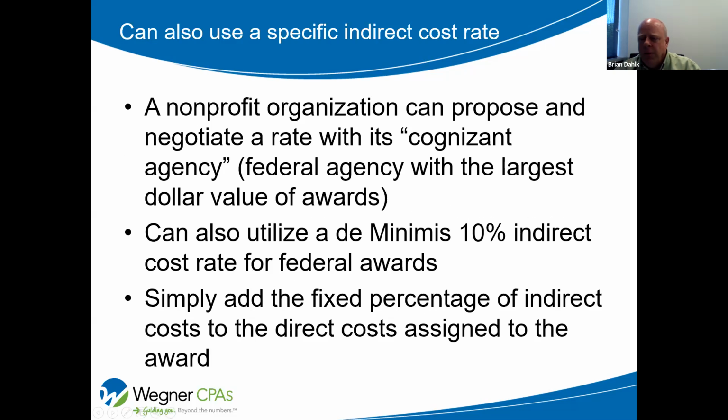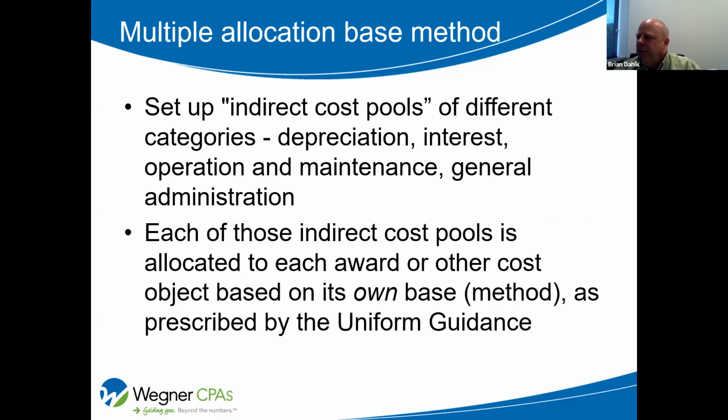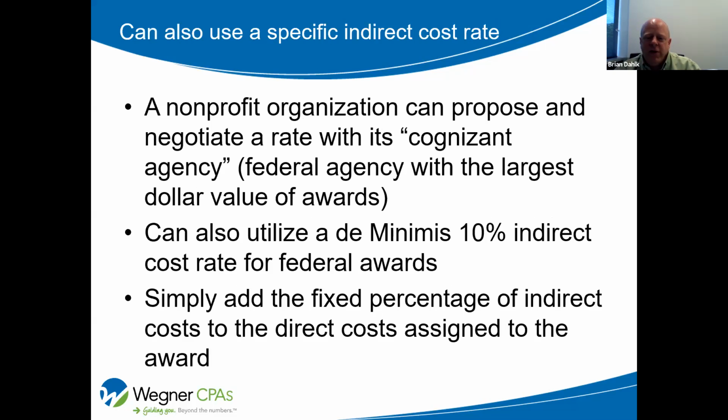Oh, I'm sorry, Emily, I forgot the third poll question. We were discussing indirect cost rates that you could use to allocate your indirect costs to federal awards. And the question is, does your nonprofit use an indirect cost rate for federal awards? Do you use a rate you've negotiated? Do you use the default de minimis 10% rate? Or do you not use an indirect rate, or are you not associated with a nonprofit? I'll give everybody just a few more seconds to get their answers in.